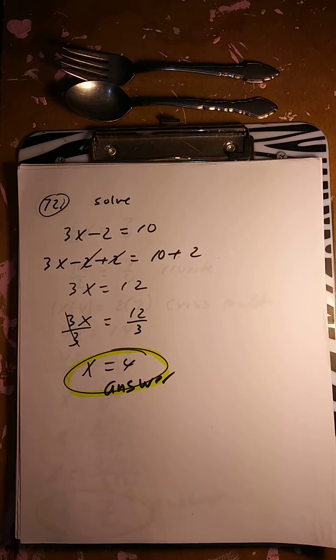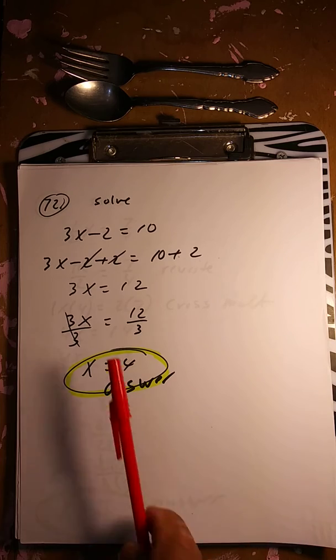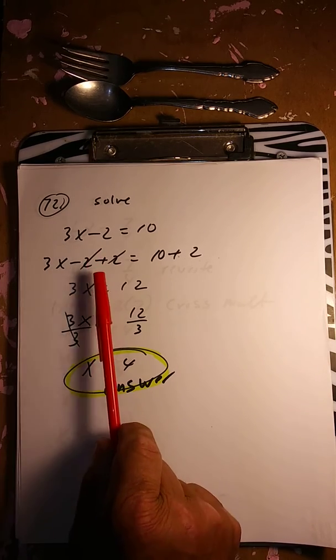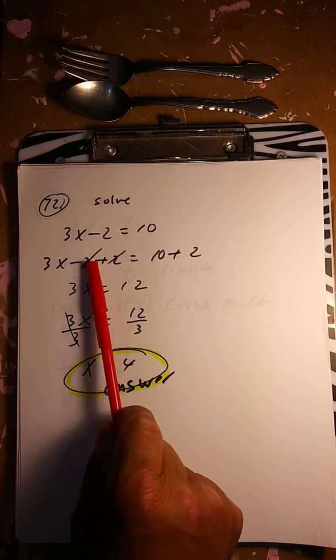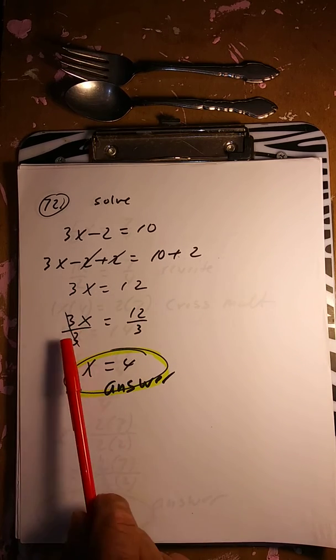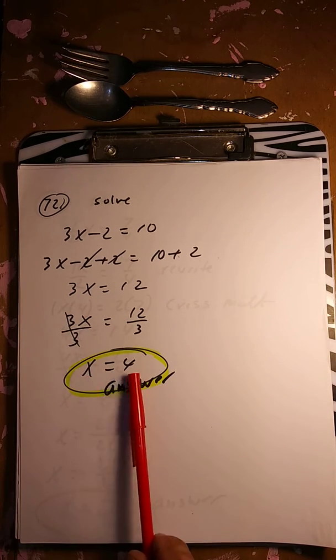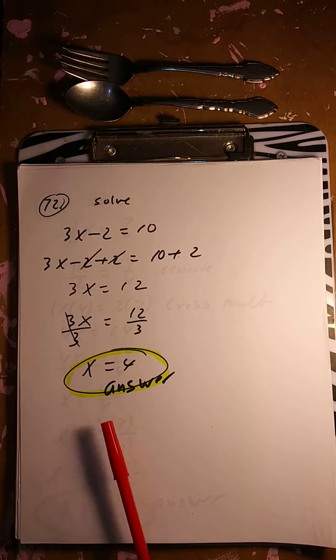Alright, solve this linear equation. Well, add 2 to both sides first. So now we have 3x equals 12. Divide by 3, so x equals 4. So solve this linear equation. X is 4.